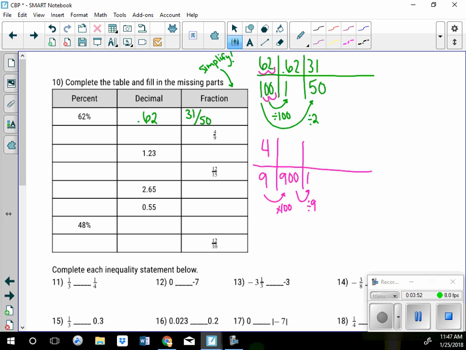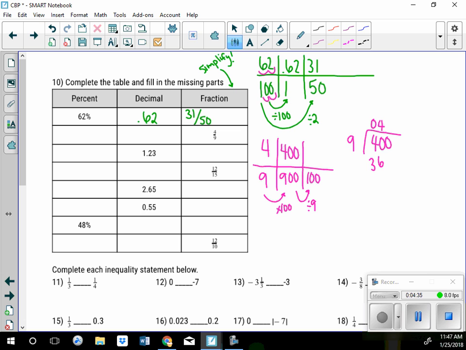4 times 100 would be 400. And if you divide 400 by 9, it's 44.4. Let me do that long division. So I have 400, and I'm going to divide by 9. Who wants to walk me through this? Jackson, you want to walk me through this? So 9 doesn't go into 4 at all. But it's like going to 40, so it goes in 4 times. You were right, sorry.